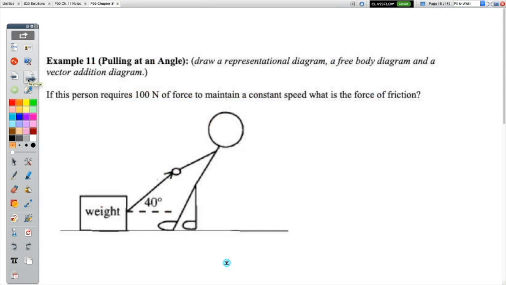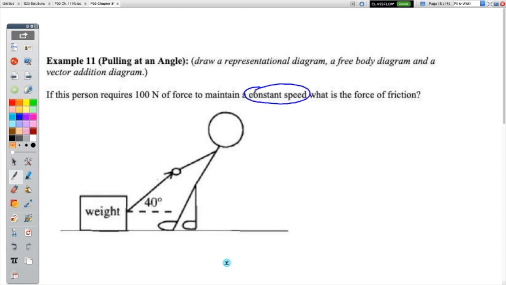Okay, last thing for this section, for this topic of this week. So example 11 is when we're pulling at an angle. Now this looks a little bit different than the sign questions we've been doing, but realistically it's kind of not, in terms of our approach anyway. It's still just basically going to end up being F net equals 0, because this is all about Newton's first law type stuff. So if this person requires 100 newtons of force to maintain a constant speed, what is the force of friction? Okay, so again, what does that mean? Constant speed.